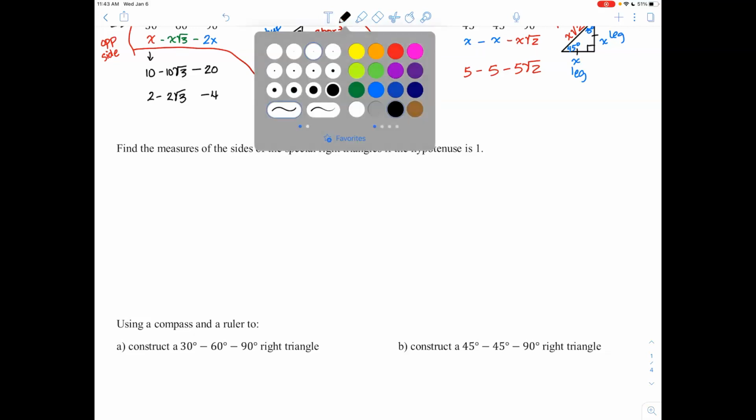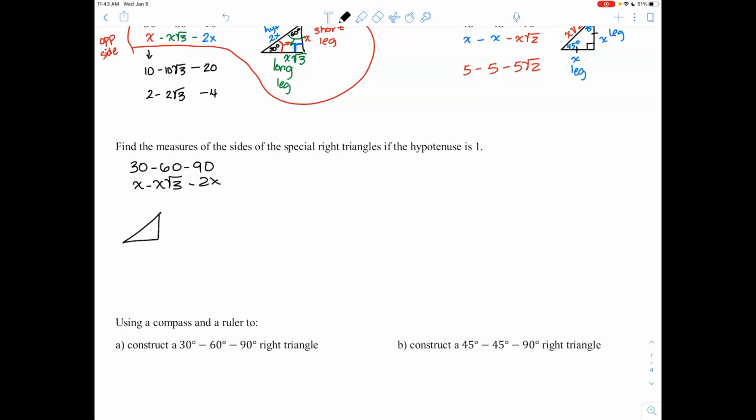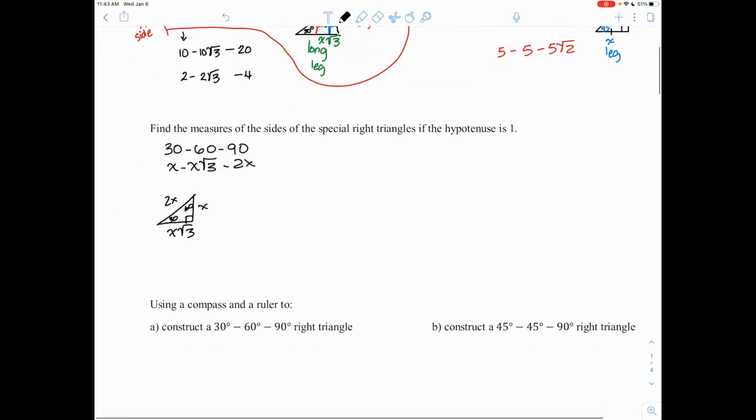So remember what I just said. I always just write this information down. 30, 60, 90, x square root of 3, 2x. Just practice it, and then I'll draw a picture. So there we go. 30, 60, 90, x square root of 3, 2x. Done. I've got it. You see that didn't take me very long. Practice it. Do it.